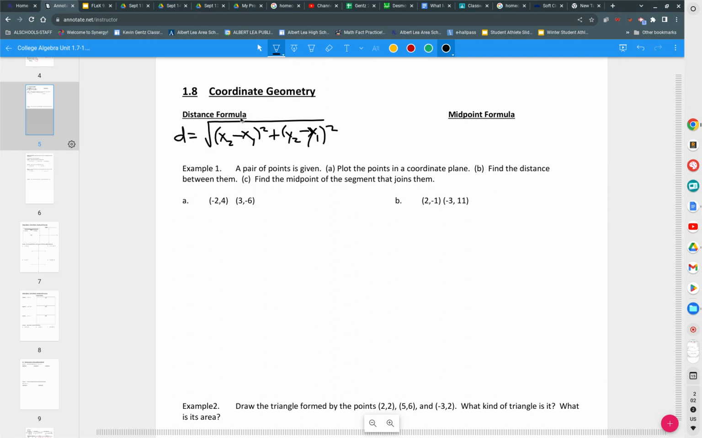A for the day. Who knows where the distance formula comes from? It's not something we just made up. Anybody see where it comes from? Pythagorean theorem. Thank you. So I'll draw this out.